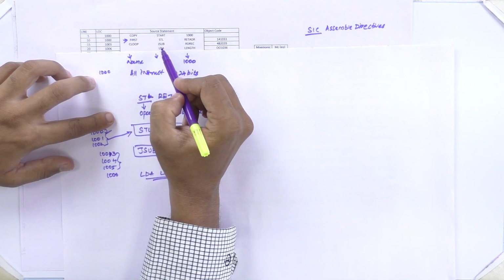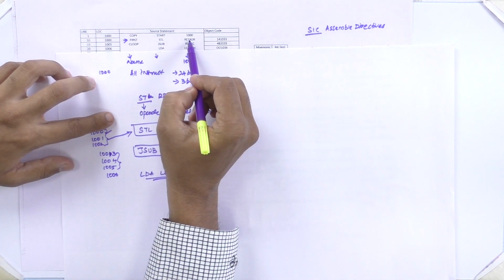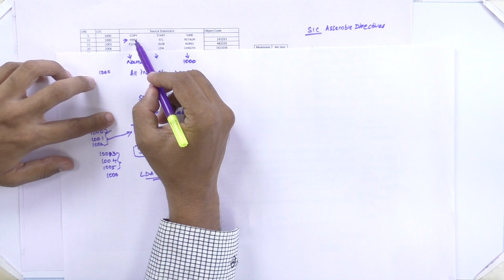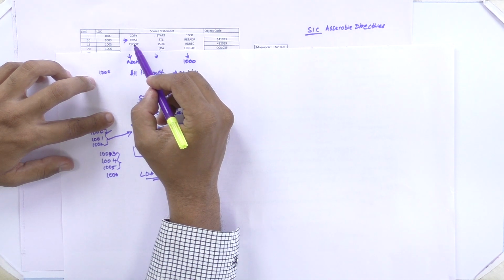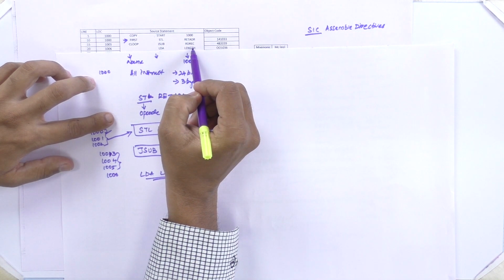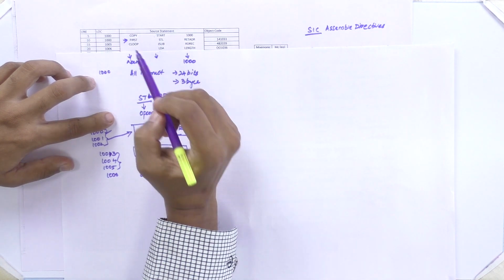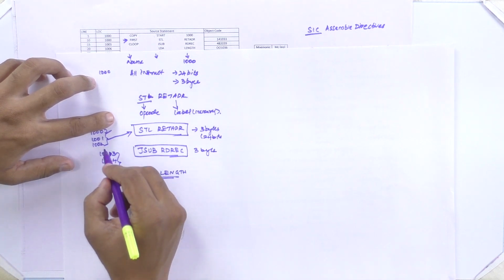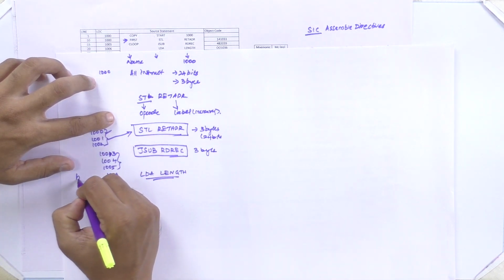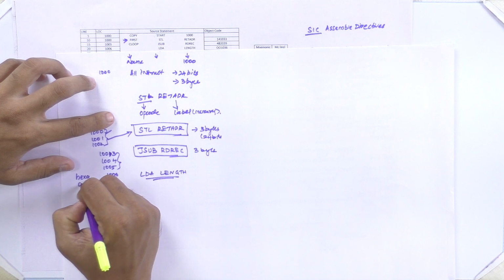Now you can have STL RETADR. There is an instruction. What is this first? First we specify the first executable statement, and COPY is the name of the program. This is the instruction, and this is just the name of the loop, LDA length. So it comes from 1006. Then one more thing, all these addresses are in hexadecimal format.